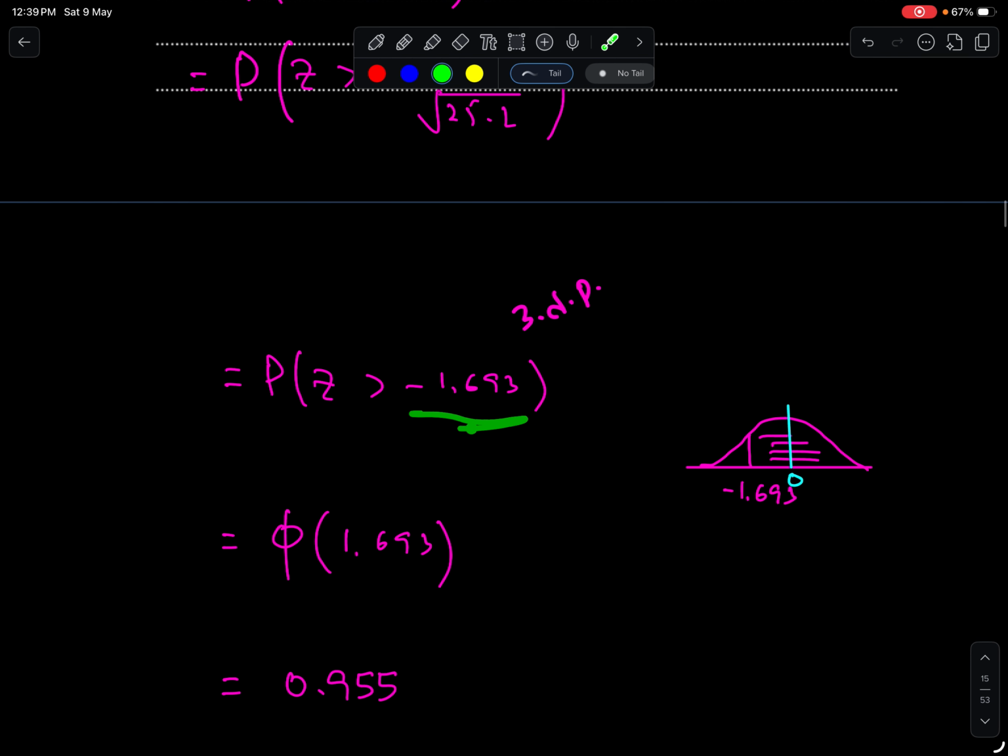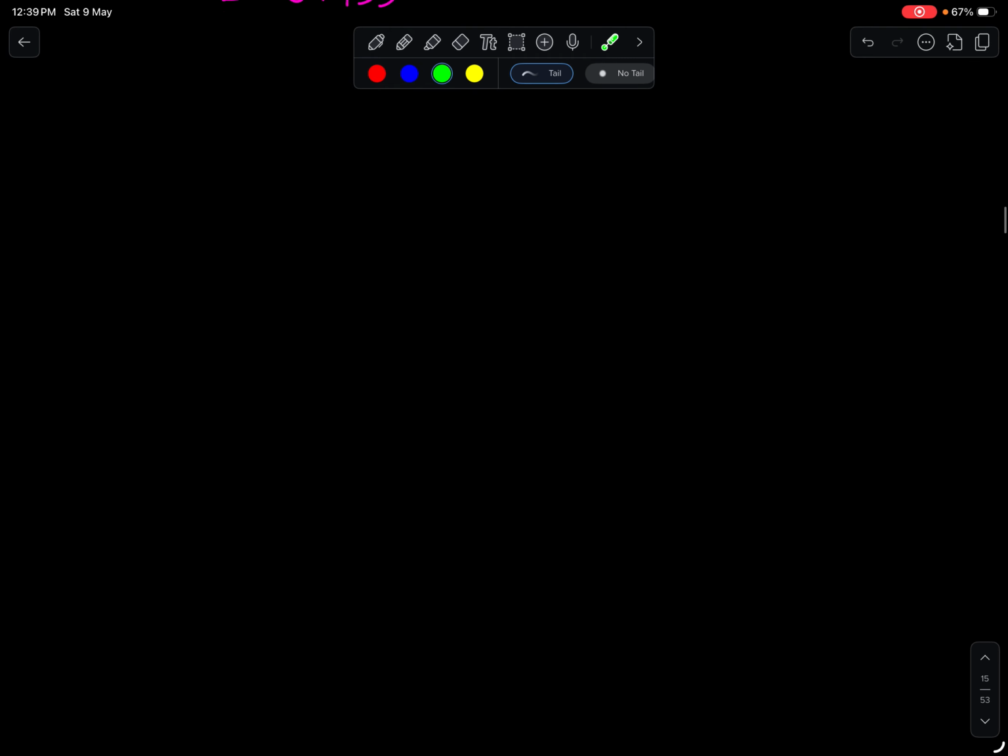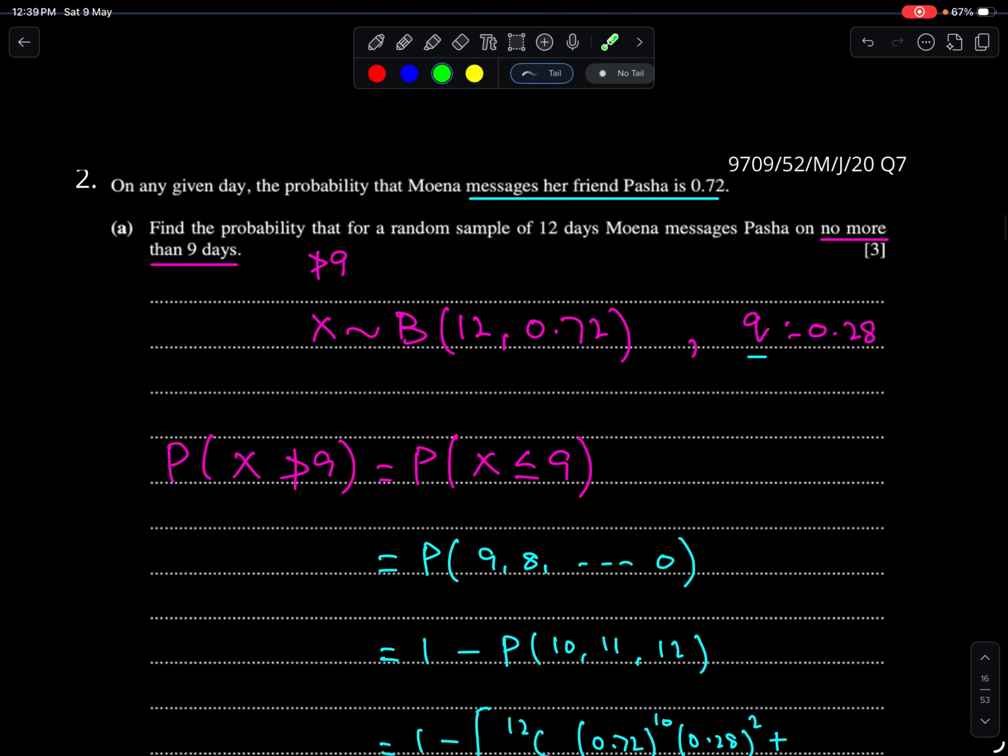Now write this value up to 3 dp. Shade the area, make a rough sketch. This is the large area, that is phi. And this I will discuss later in the normal distribution chapter, how to find phi from the normal distribution table. Alright, I'm just discussing the important thing.